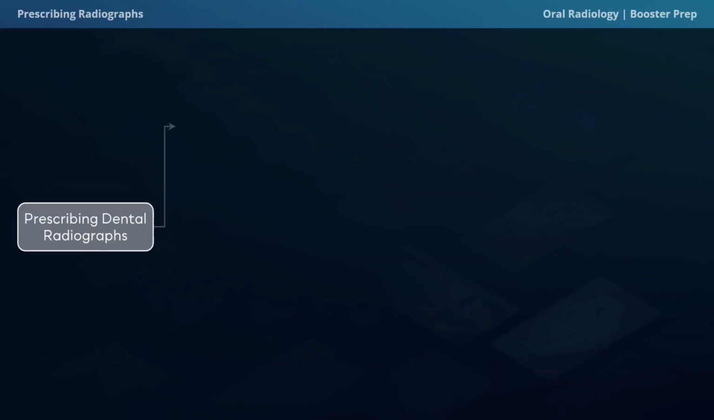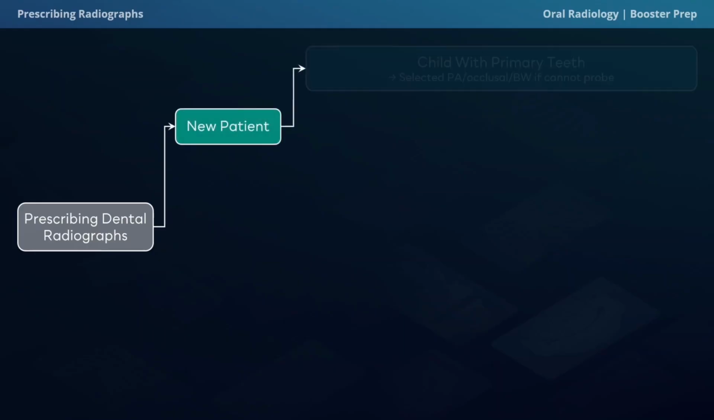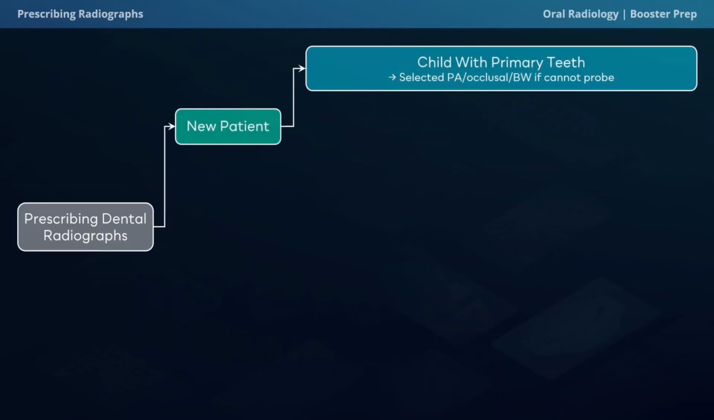So let's first talk about new patients. If your new patient is a child with primary teeth, you want to prescribe selected periapical, occlusal, and bite wing radiographs, especially if you cannot probe or visualize the proximal surfaces.